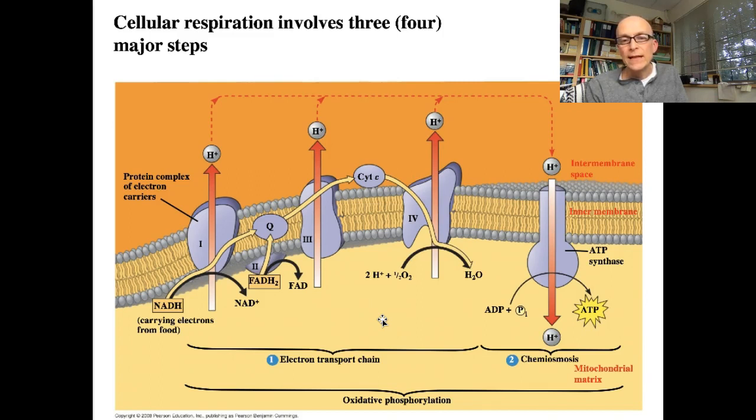One is called the electron transport chain, and that is all of this here. And then the second part is called chemiosmosis, and that's this part here. Chemiosmosis is where ATP is actually produced. And chemiosmosis is a process that essentially uses a membrane transporter. We talked about membrane transporters in class before. This is a specific membrane transporter.